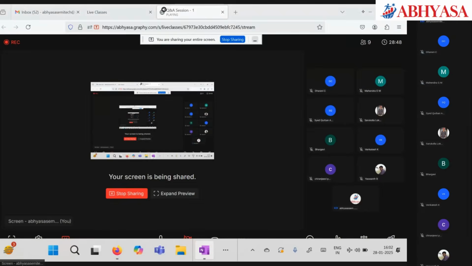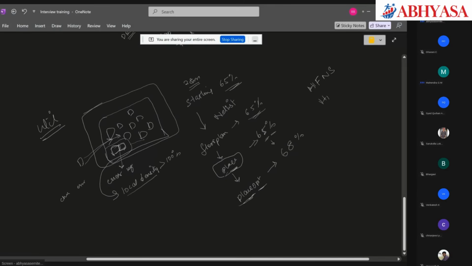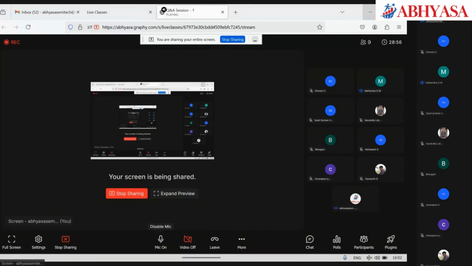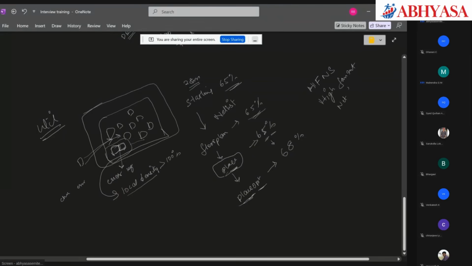Can you tell me what is high fan out net synthesis? I think the tool will identify the areas where we have high fan outs. Then it will work on that. Okay, high fan out net synthesis.